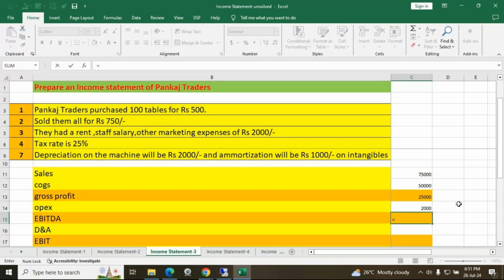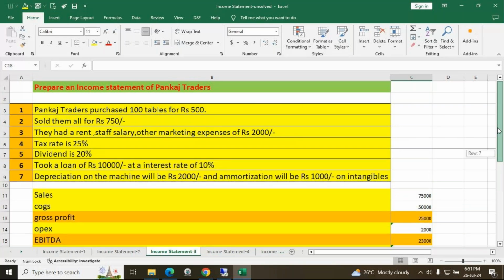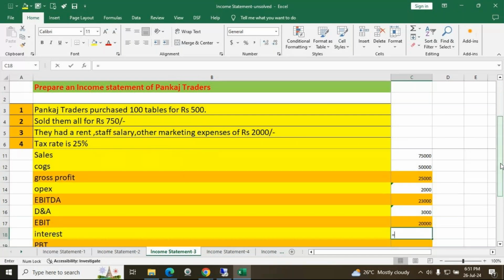So gross profit minus operating expenses, I'll get my EBITDA. So depreciation: 2000 plus 1000, 1000. So EBITDA minus depreciation and amortization. Interest will be 1 lakh into 10,000 into 10%, equals 1000.